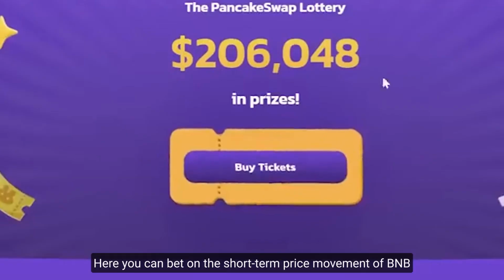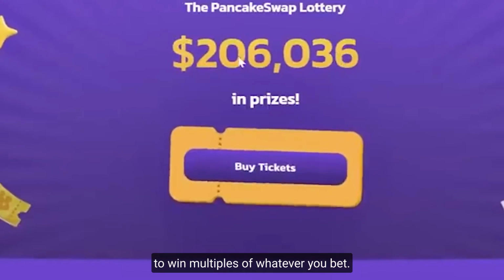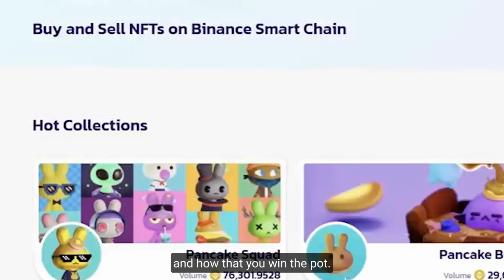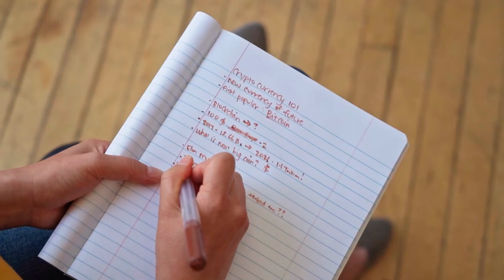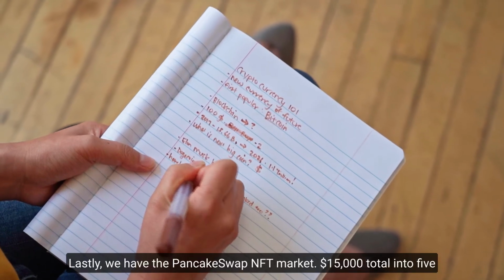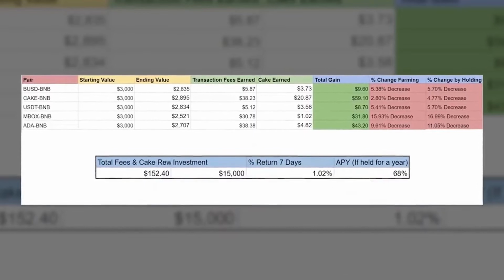Number 3, win page. Here you can bet on the short-term price movement of BNB to win multiples of whatever you bet. The lottery page is where you can buy tickets for $5 and hope that you win the pot. Number 4, NFT market. Lastly, we have the PancakeSwap NFT market.